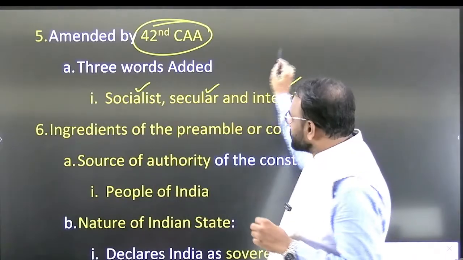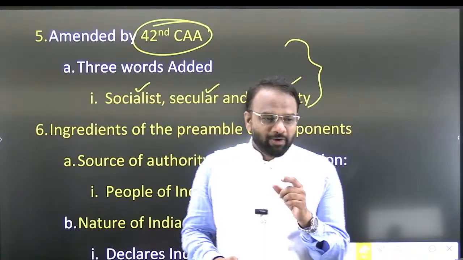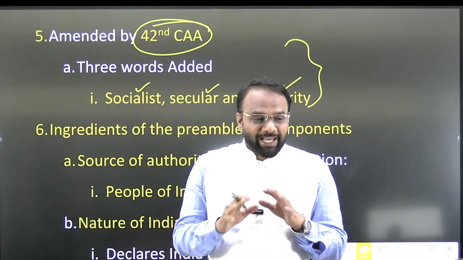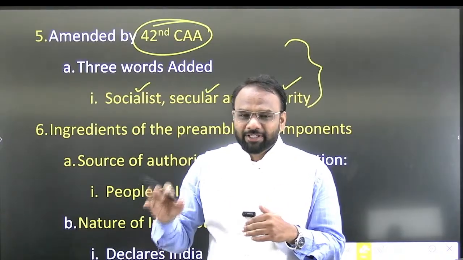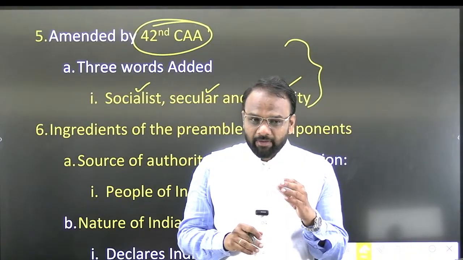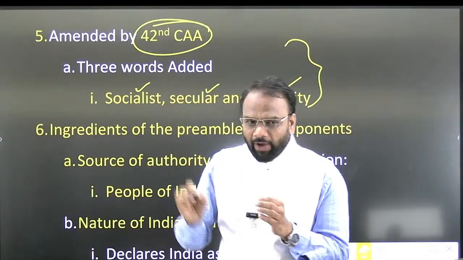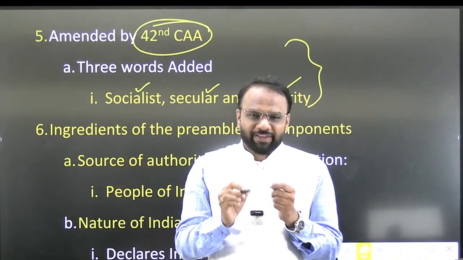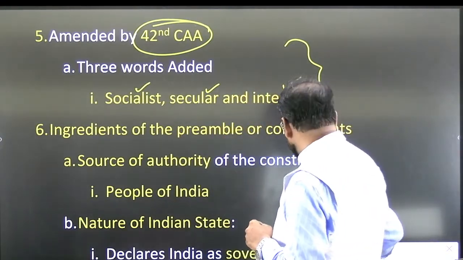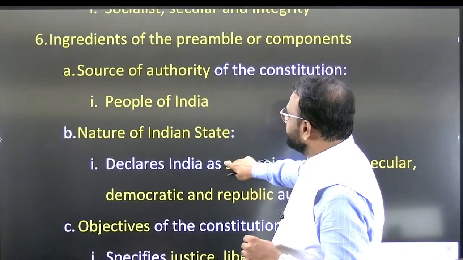Now, based on this topic, they asked a question probably in 2023 or 24: what was the original status of the Constitution in 1950? There you should be able to identify that the terms socialist, secular, and integrity were not present. That's why I said you need to memorize. Memorization plus this extra information will help you address such questions very confidently. So, the terms added to the preamble through the 42nd amendment were socialist, secular, and integrity.